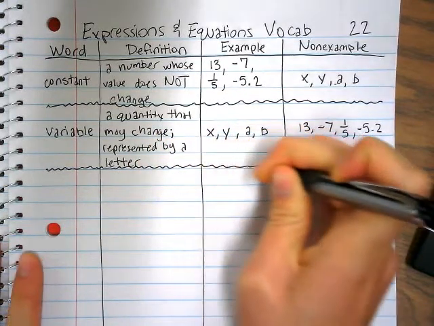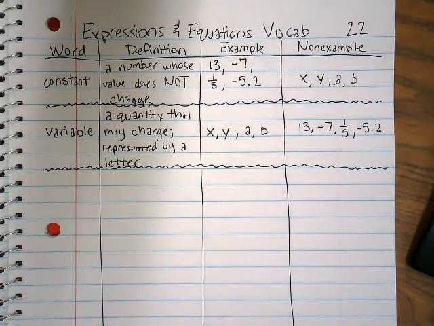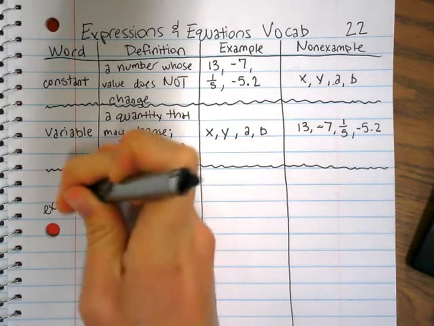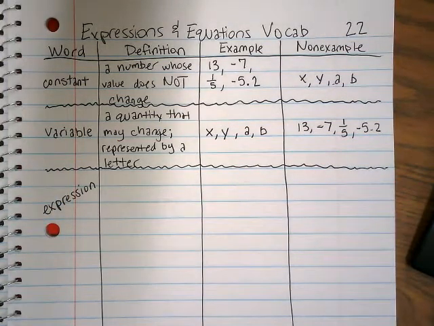We're going to move on to our third vocab word, which is expression. You may have heard the word expression before, like if someone makes a facial expression, like a happy face or a sad face. In math, though, the word expression means something different.